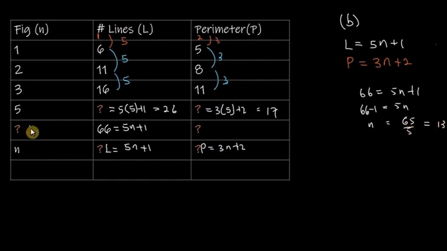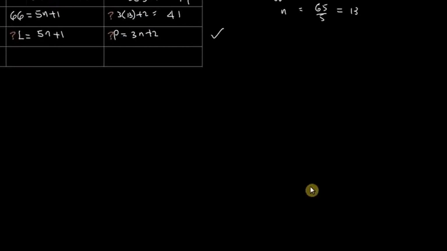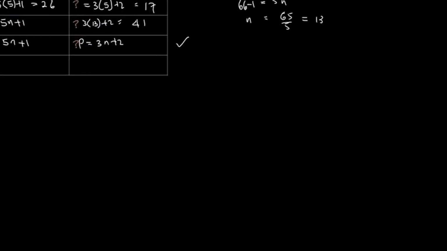So here n would be 13, and over here I could simply write that if n is 13, then P is equal to 3 times 13 plus 2, which is equal to 41. And of course, they're asking for equations that describe the length and the perimeter in terms of n, and we have found that already. I hope you found that useful, because this is how you get through these problems quickly and accurately. Okay, so there is a part C to this question.